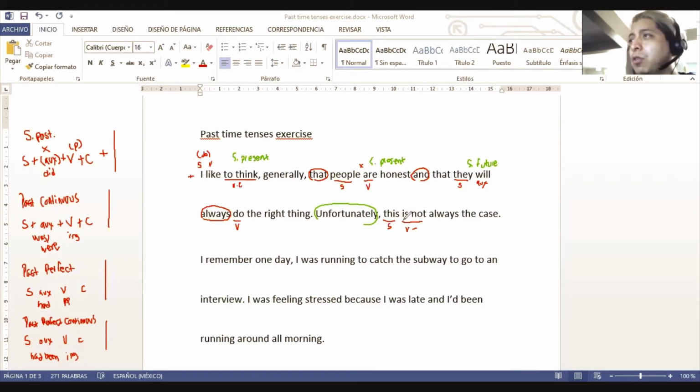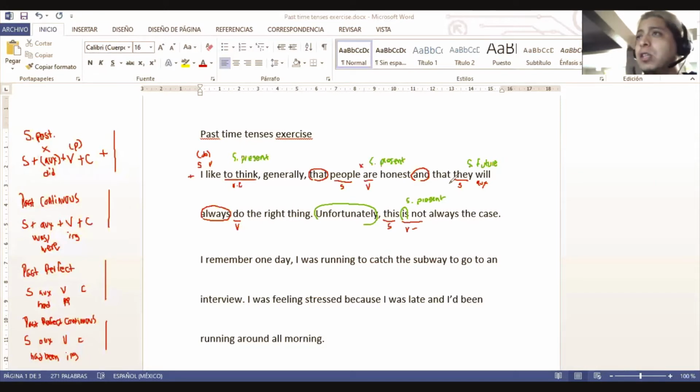This is the verb to be in the simple present. This is again the simple present. So for the introduction, he's not even using the past. He's talking about the simple present and the simple future. I like to think normally that people are honest and that they will do the right thing in the future. Unfortunately, this is not the case normally in the present.